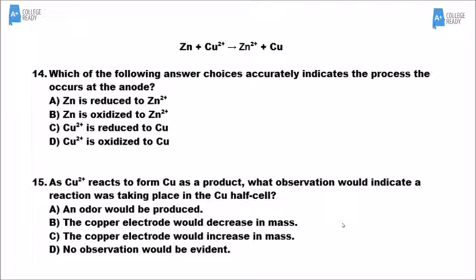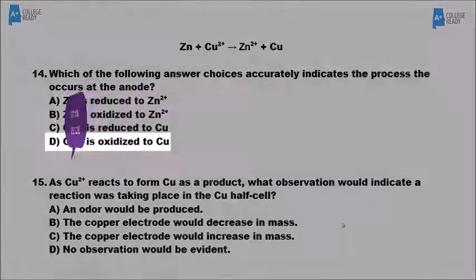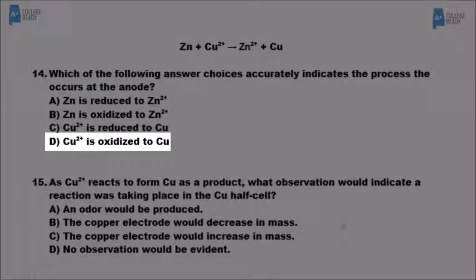But remember, the question says, what happens at the anode? We teach the students an-ox, which means at the anode, oxidation occurs, and red cat, at the cathode, reduction occurs. So at the anode, oxidation is occurring, which means the correct answer must be B.